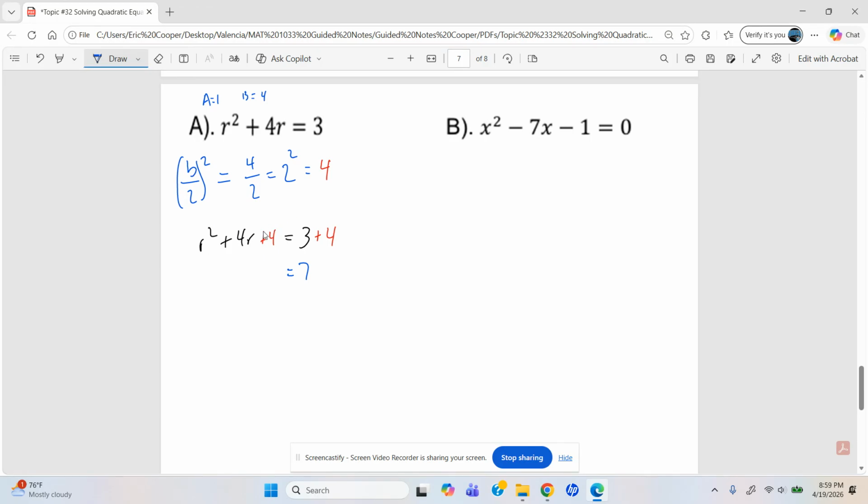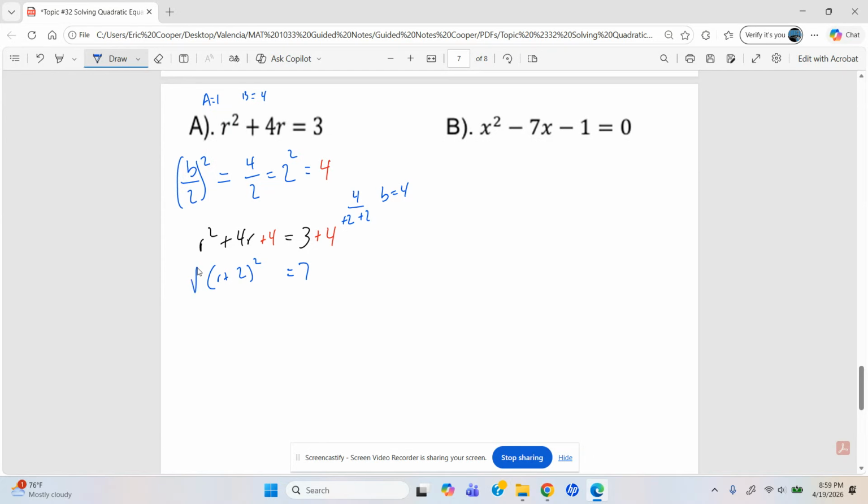If I did this correctly, we should only be looking for one number. I'm looking for something that multiplies to 4, but also adds to 4. If it's one number, the only thing that does that is 2 and 2. So we can rewrite this as r plus 2 squared, because we have two 2's. Now this is like the square root property. We could take this and get it by itself and solve for r.